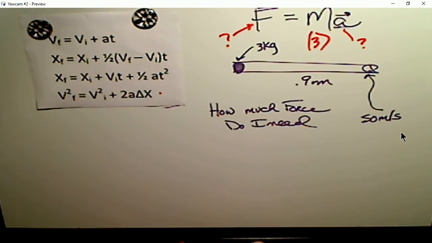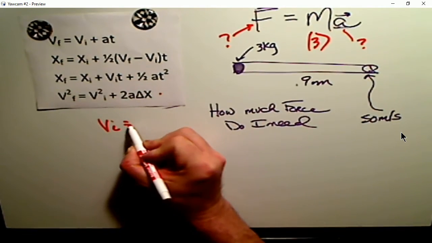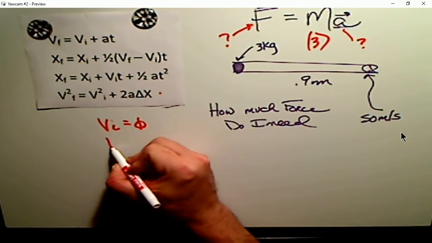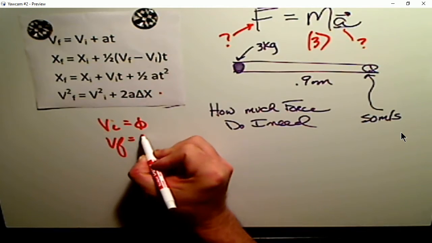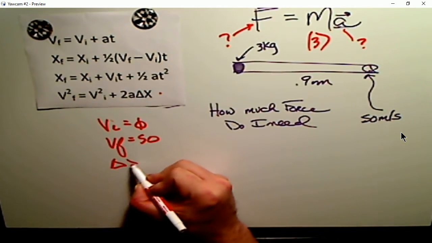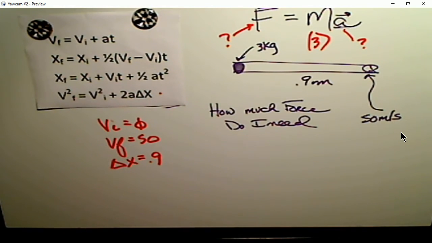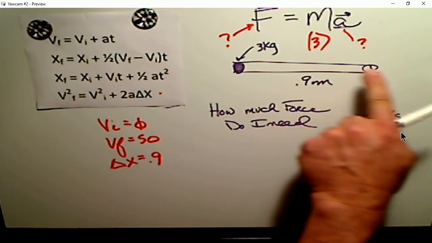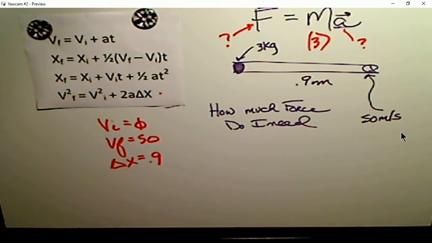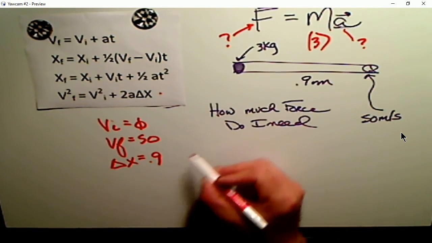However, what do we know? Velocity initial, 0. Velocity final, 50. Change in distance, 0.9. And that it would have a constant acceleration through this tube is not too much of a stretch, right? So given that, we can look at our kinematic equations.